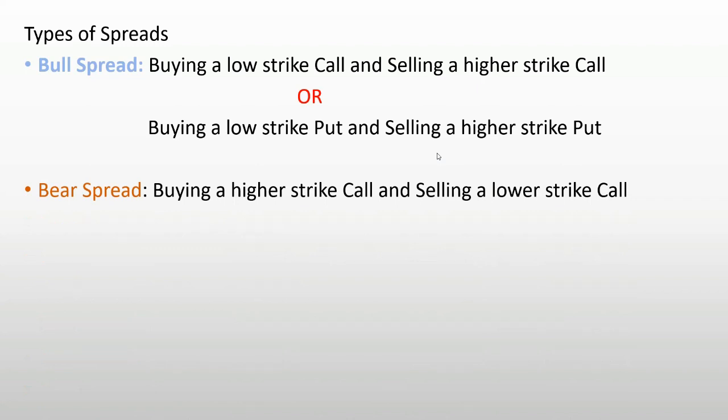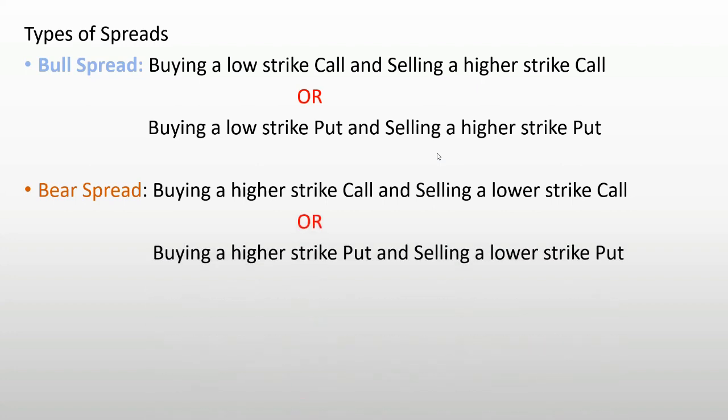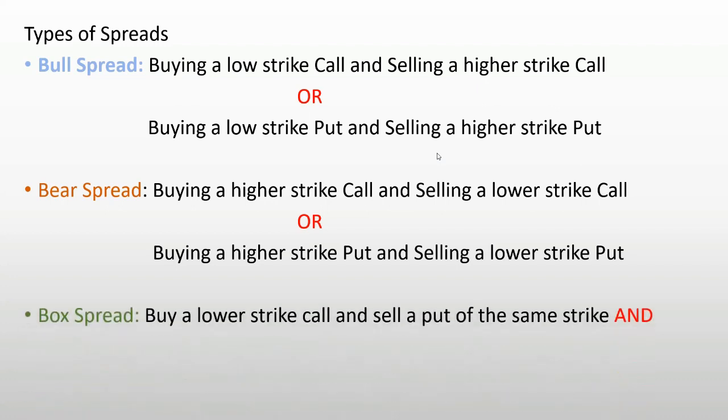So what is a bear spread? A bear spread is just the opposite of a bull spread. In this case, we will buy a higher strike call and sell a lower strike call, or we will buy a higher strike put and sell a lower strike put. What's the next type? It is the box spread.